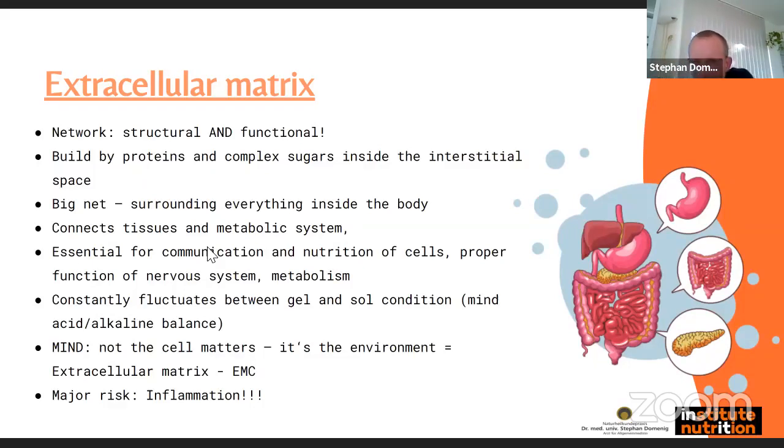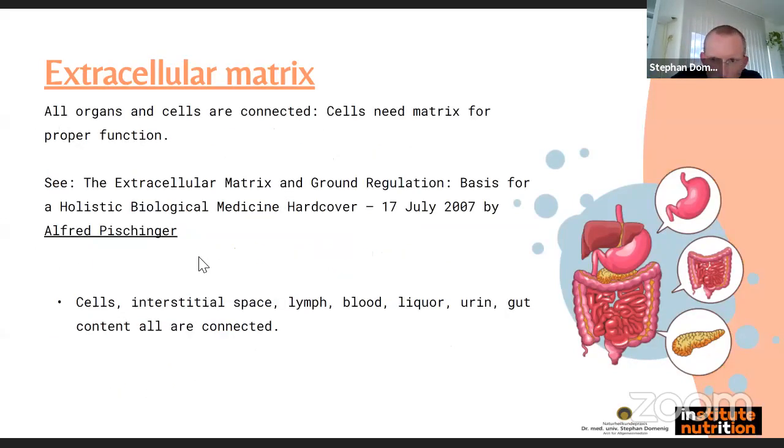This is, for example, something that is strongly affected if people are too acidic or too alkaline, which is rarely the case, so that this extracellular matrix is simply a little bit too dense, right? What is important to see is that it's not so much the cell or the condition of the cell, but always the environment that surrounds the cell that determines whether a cell would function or not. Alfred Pischinger was the one that detected it and described it for the first time, so I named his book in here.